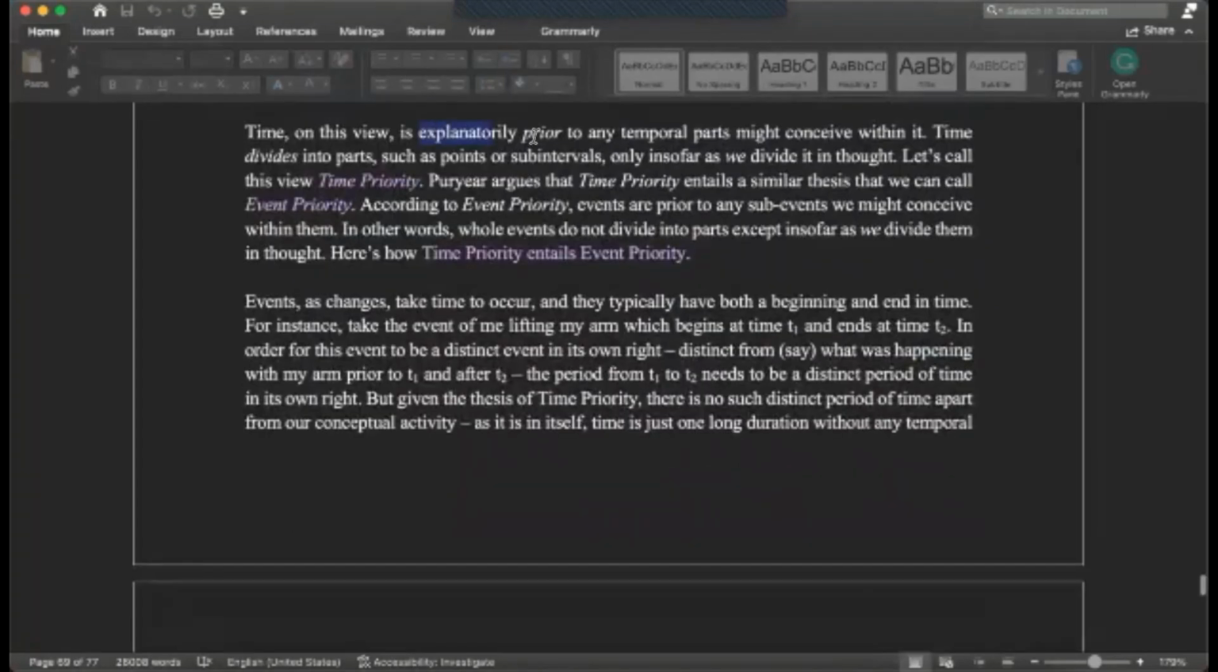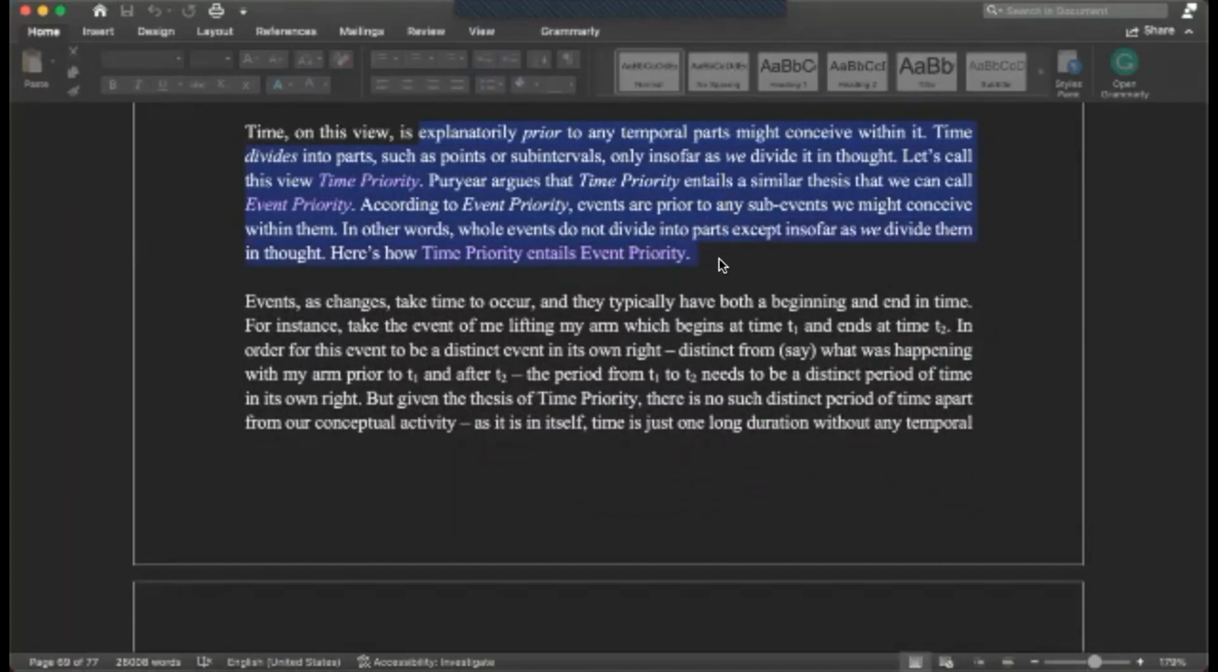Time, on this view, is explanatorily prior to any temporal parts we might conceive within it. Time divides into parts, such as points or subintervals, only insofar as we divide it in thought. Let's call this sort of view time priority. Puryear argues that time priority entails a similar thesis that we can call event priority. According to event priority, events are prior to any sub-events we might conceive within them. In other words, whole events do not divide into parts except insofar as we divide them in thought.